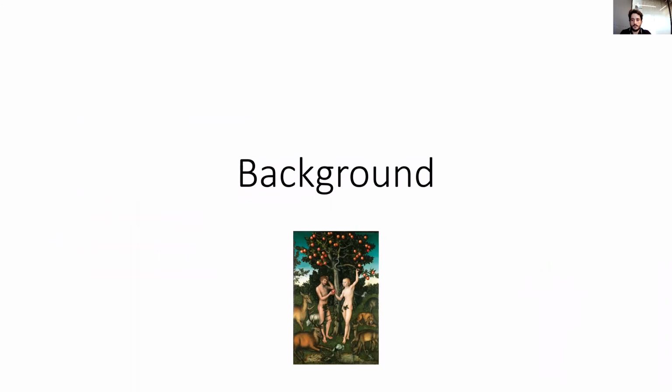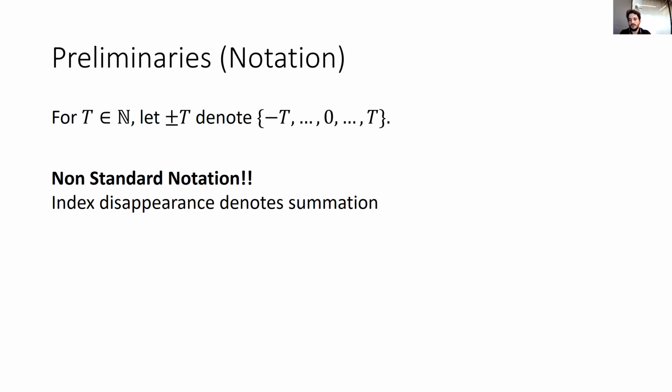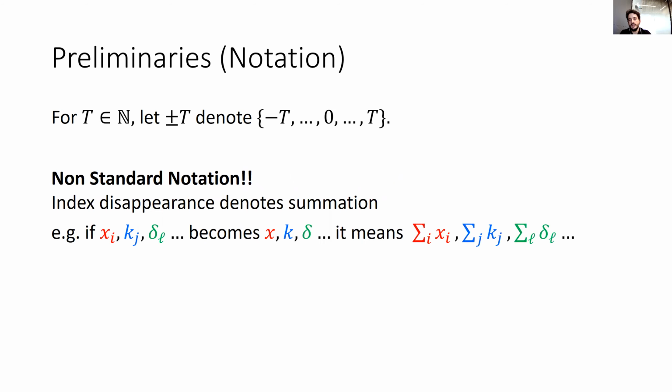So let's begin with some background and notation. By plus minus t, I denote the integer set from minus t to plus t. And I will also be using the following non-standard notation. Whenever an index disappears, it will denote summation. So if x_i, k_j, delta_l become x, k, and delta, it means that we are summing over the relevant index. The convention also holds for double indices, so please look out for those.